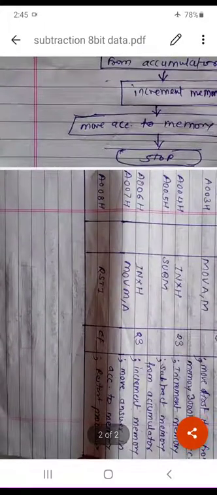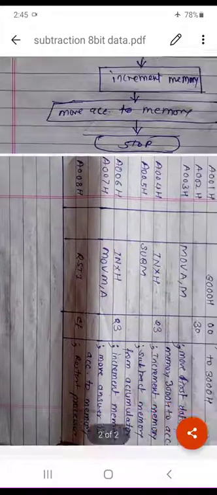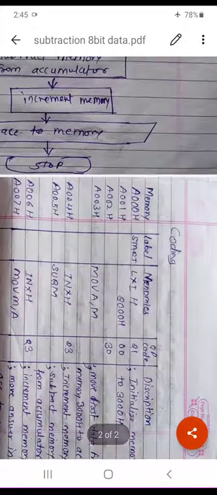At A007 hex, MOV M,A. See here, at A003 we wrote MOV A,M, that is memory to accumulator. Here MOV M,A, that is accumulator to memory. The flow of data is in reverse order. So we move our result, that is the subtraction, in the accumulator to the memory location. And the last one is the restart instruction, to restart the processor for taking input and output.